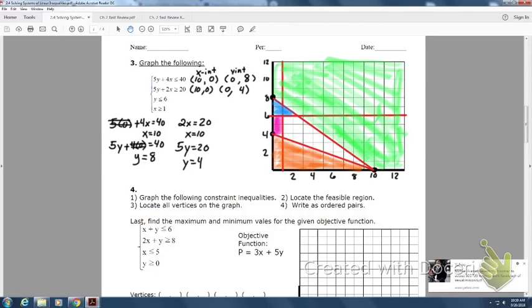Yes, because the next thing that we'll have to do is find the vertices. So you can hopefully see the importance of graphing it accurately. Okay, and that would be my feasible region right there.